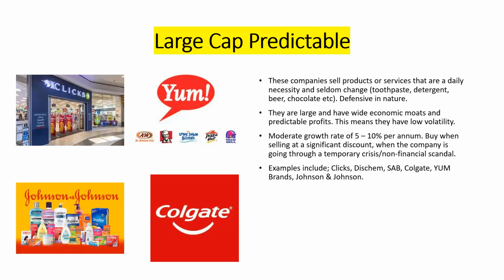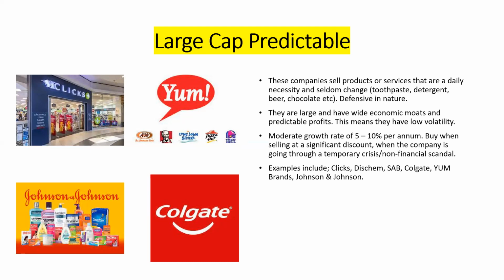Now moving on to the next category, which is large cap predictable companies. These are companies that sell products or services that are a daily necessity and seldom change. These are companies that sell toothpaste, detergent, beer, chocolate, and so on. These companies are defensive in nature. They are large and have wide economic moats and predictable profits.